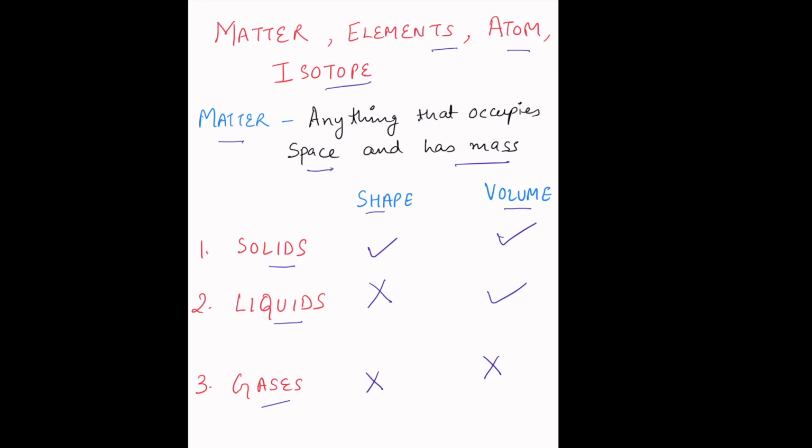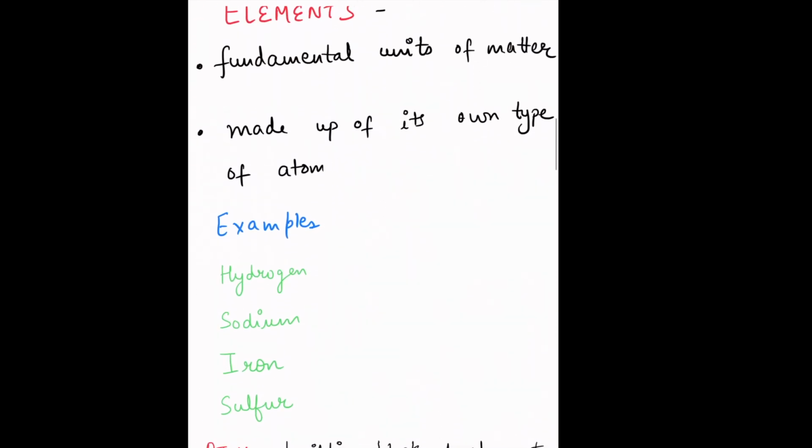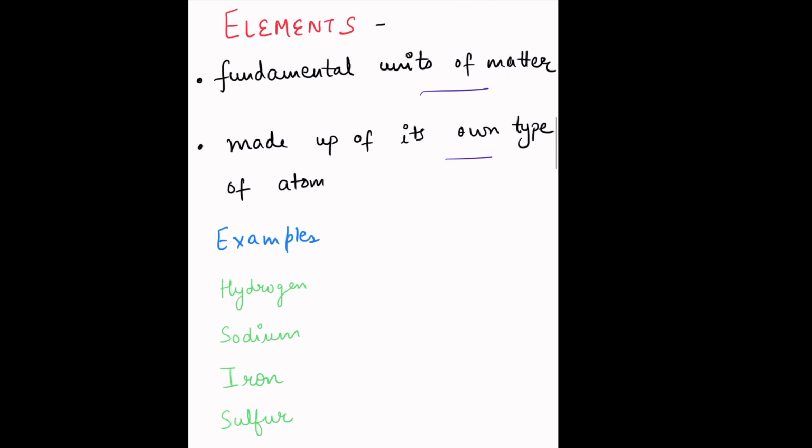Now, in order to understand elements, these are fundamental units of matter and they're made up of the same type of atoms. Some of the examples are hydrogen, whose symbol is H, then sodium, iron, and sulfur. These are all the symbol notations for these elements. Every element has a unique symbol.